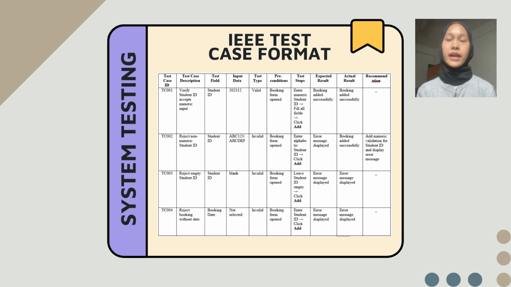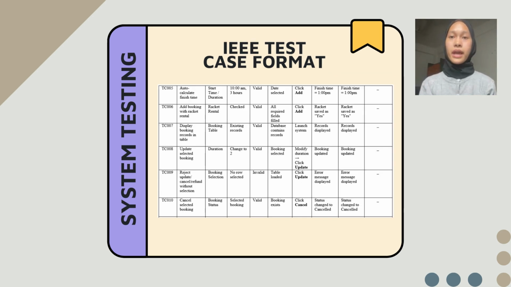Number 3, we have empty student ID. When the student ID field is left blank, the system correctly displays an error message. Number 4, we have booking without date. If the booking date is not selected, the system correctly prevents the booking and displays an error.